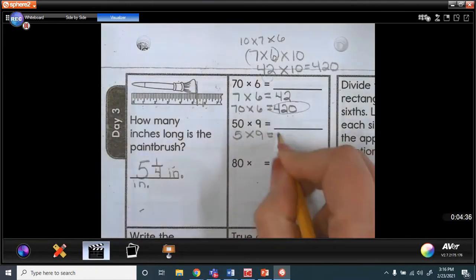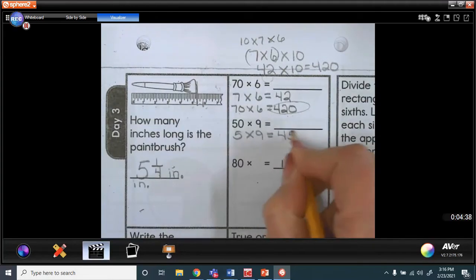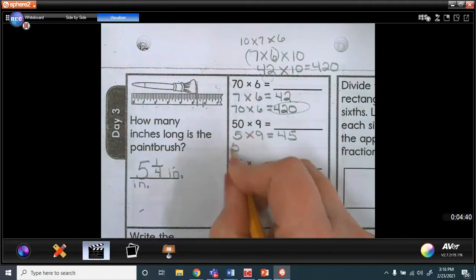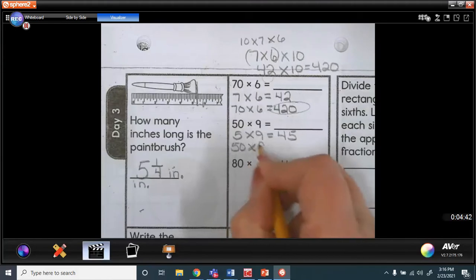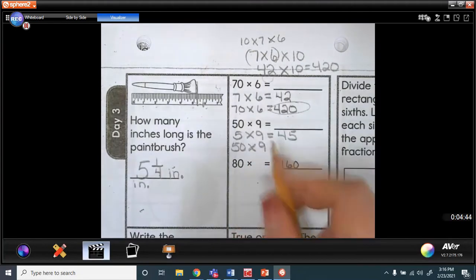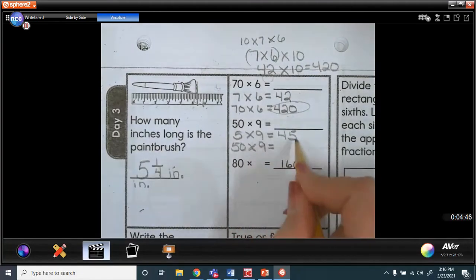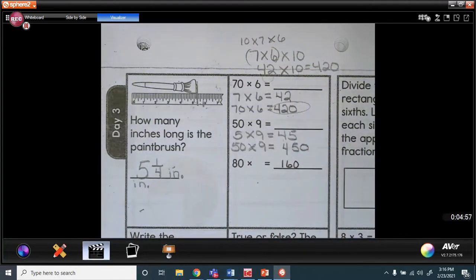Okay, let's take 5 times 9. 5 times 9 is 45. So if I were to do 50 times 9, which is multiplying it by 10 times more, then that 5 is going to become 50. That 40 is going to move to 400, and that's going to give us 450.